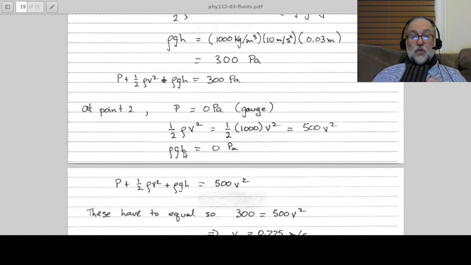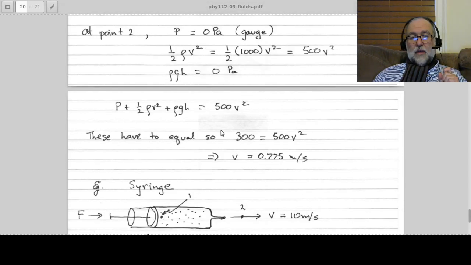Okay, and what about rho gh? Well, we chose h equals 0 at point 2, so rho gh at that point is 0 pascals. So all the contribution to the energy density there is going to come from the 1/2 rho v squared, and so the sum of all three of those is going to be 500 v squared. Now, Bernoulli says that 300 pascals at point 1 must equal the 500 v squared at point 2, and so working that out, that gives us a velocity of 0.775 meters per second.